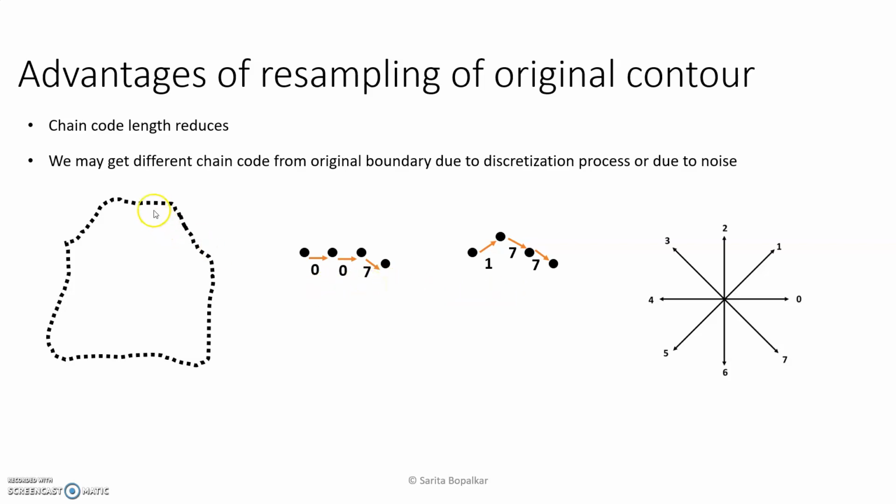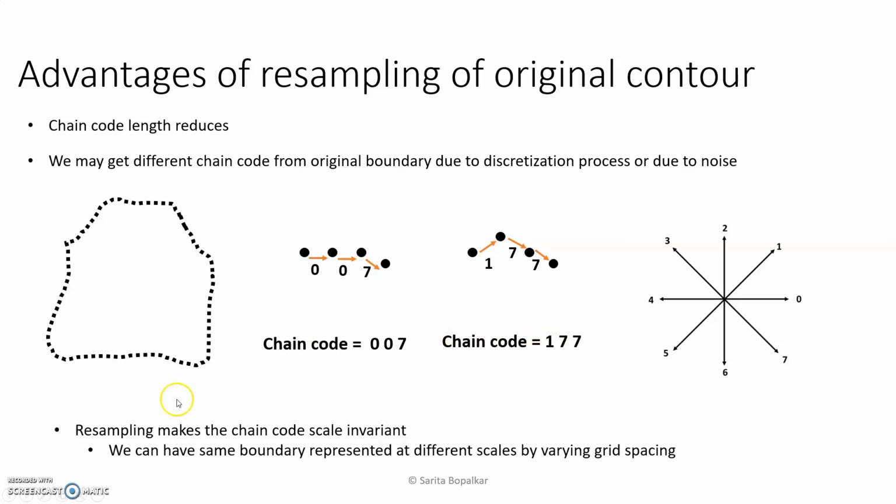So when we are considering the chain code from the original boundary, there may be a lot of chances of this noise, and this gets reduced when we are assigning these points to the grid points, or we can say when we are resampling this contour. So this is the original chain code and this is the chain code obtained due to noise.